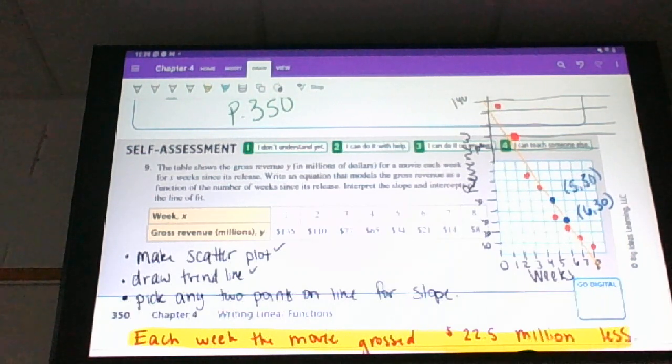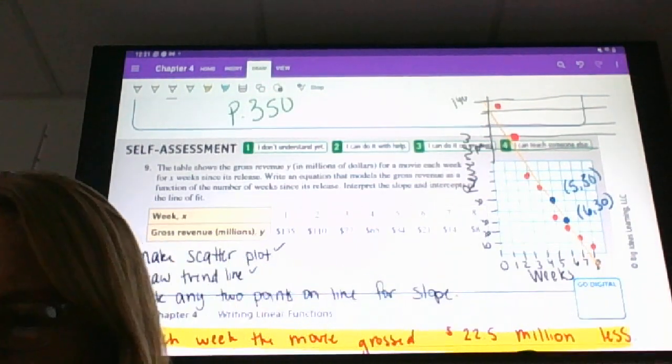20 million or 200 million? Yeah, each week. Do you guys know what gross is? All right, so my slope tells me each week they're making 20.